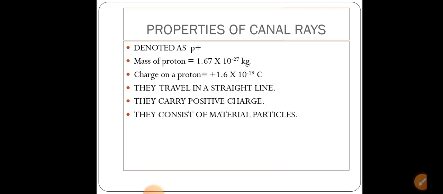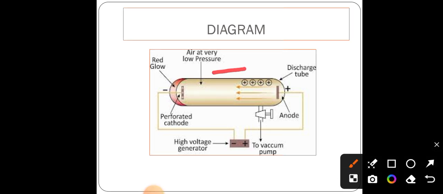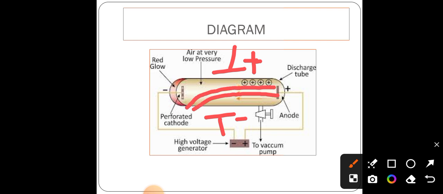Here is how he proved that they carry positive charge. When an electric field was created, with a positive terminal and a negative terminal, as these rays were moving, they were deflected towards the negative region of the field. That's how it was proved that these rays are positively charged.